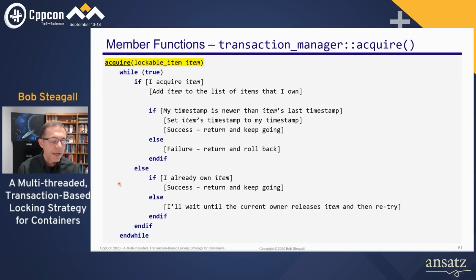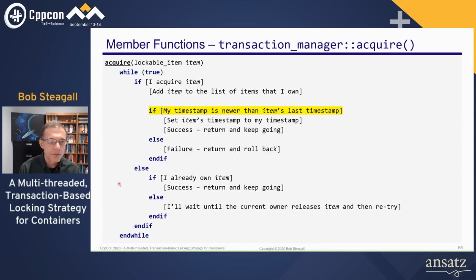I've begun a transaction, I have my first element, I know what my first element is, and now I need to acquire it, right? And I need to subsequently acquire elements in the update group. So I will loop. If I can acquire an item, meaning no one else has locked it, I'm going to add that item to the list of items that I own, the list of lockable items. If my timestamp, having acquired this, is newer, meaning it's higher than the lockable item's last timestamp, I'm sorry, if my timestamp is newer, that means that an older transaction is written in.